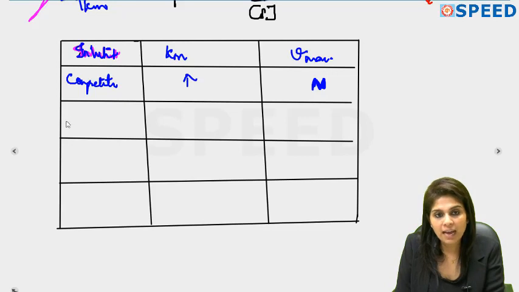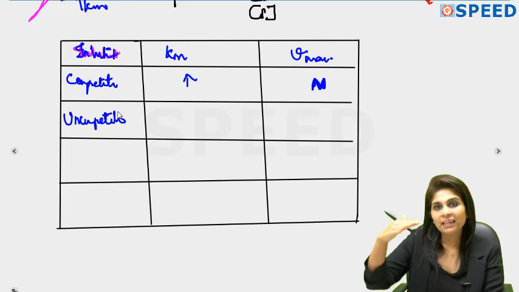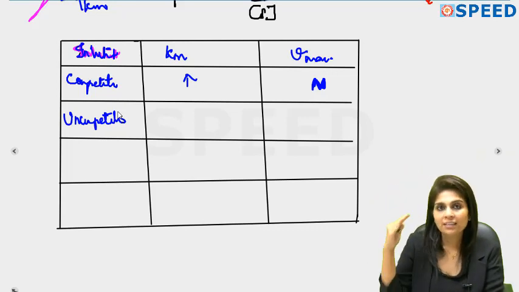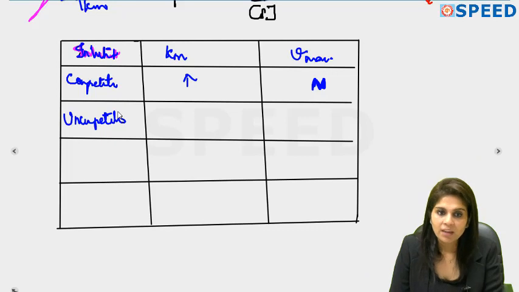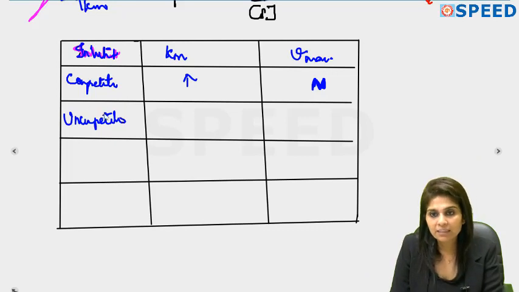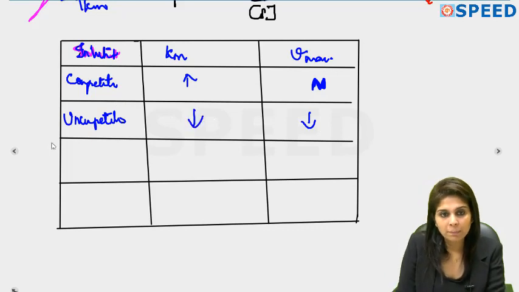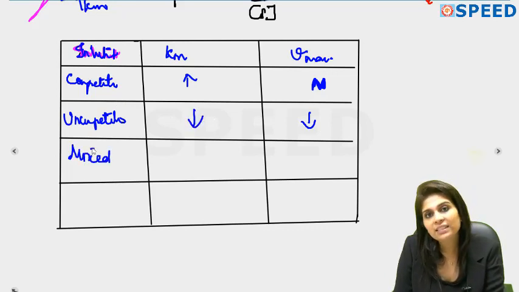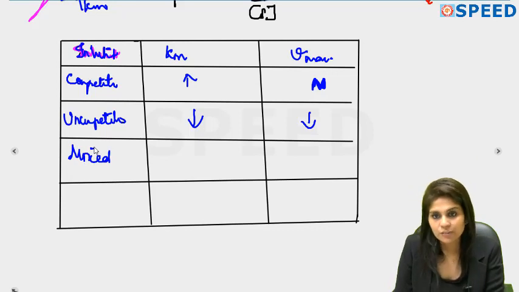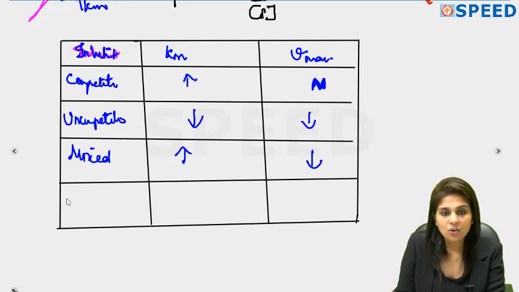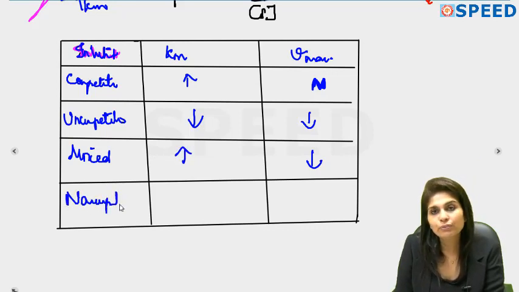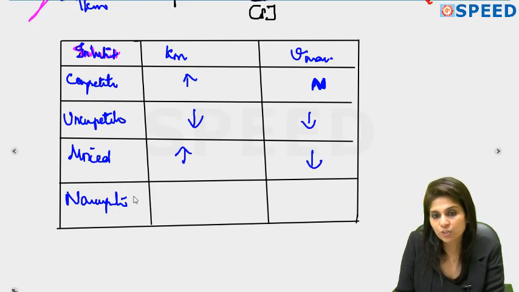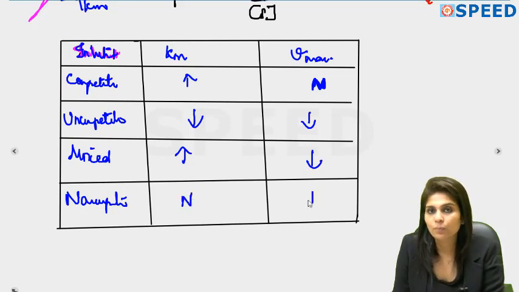Now what happens in uncompetitive inhibition? For uncompetitive, remember parallel lines. So both Vmax and Km are altered parallelly. And you know in uncompetitive inhibition, Vmax is reduced. Km is also reduced. Mixed inhibition, both values get altered in the wrong direction. So Vmax is reduced and Km is increased. Non-competitive inhibition is a special type of mixed inhibition wherein Km is normal and Vmax is low.